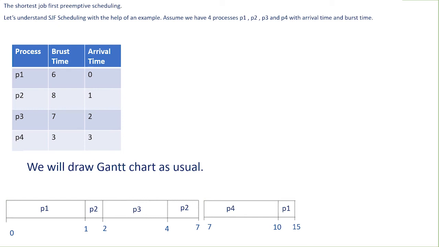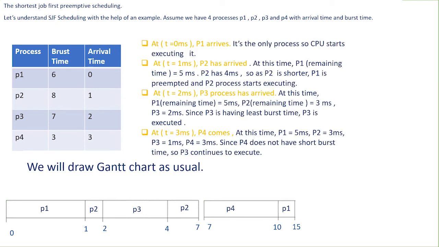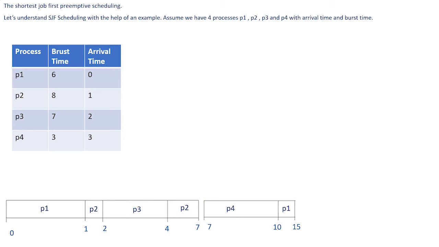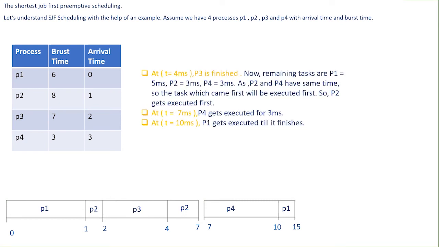First, P1 arrives. It's the only process, so the CPU starts executing it. Then P2 arrives at arrival time of 1. At this time, P1 remaining time equals 5 and P2 has 4. So as P2 is shorter, P1 is preempted and the P2 process starts executing. At time equal 2, the P3 process has arrived. At this time, P1 remaining time equals 5, P2 remaining time equals 3, P3 equals 2. Since P3 has the least burst time, P3 is executed, and so on.